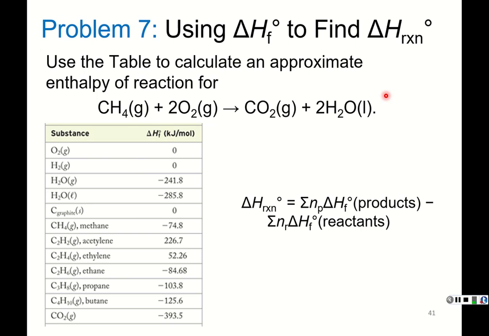It really comes into play a lot when you have water in your equation, because water will usually have 2 values, one for gas and one for liquid. And they're different, right? So you need to make sure you're getting the right one.